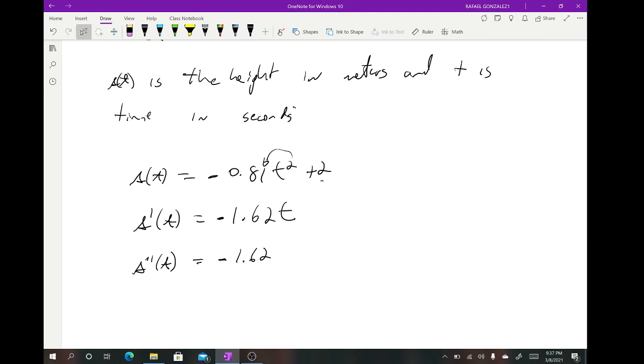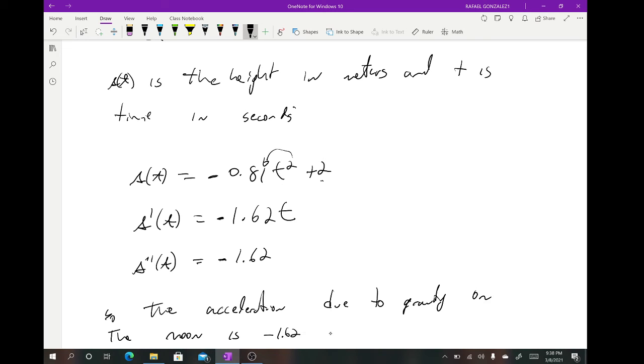So the acceleration due to gravity on the moon is negative 1.62 meters per second squared.